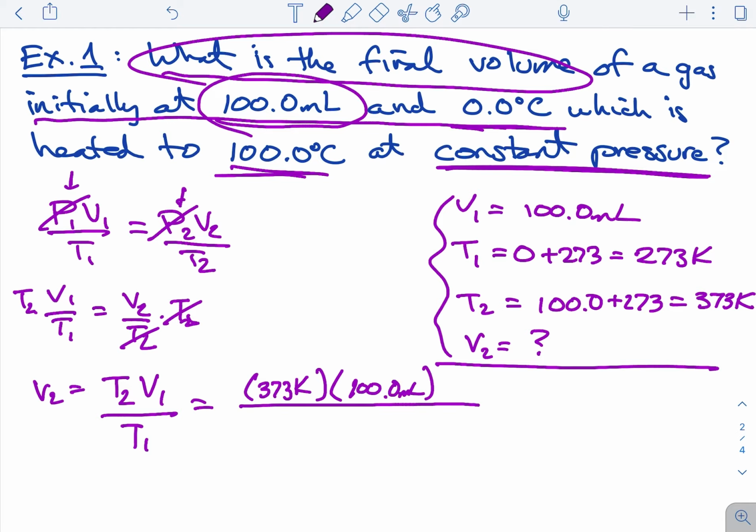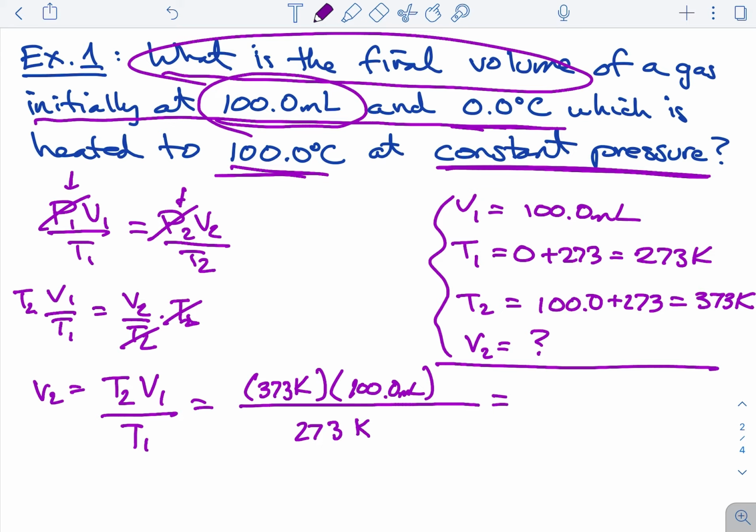And T1 is 273 Kelvin, all right? And of course, I left my calculator at home. Why would I have my calculator with me? That would just make life much too easy. Fortunately, these aren't that much of a pain to do. So let's see here.